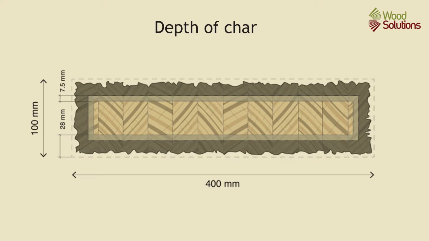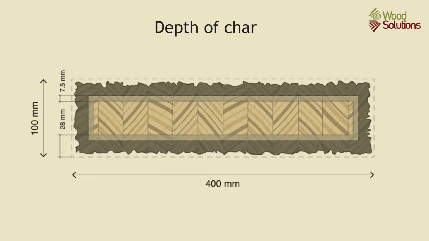So if we expose the glulam beam to fire for 30 minutes, the depth of char on the beam can be calculated. It's equal to 0.7 multiplied by the time, 30 minutes, plus 7.5 millimetres. This works out at 28.5 millimetres of char depth on each exposed face of the beam, the bottom and on both sides.